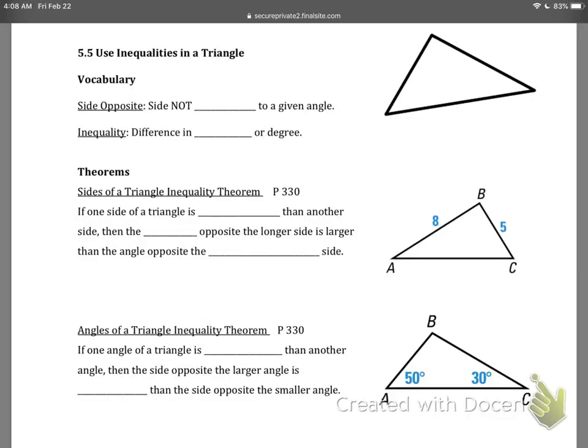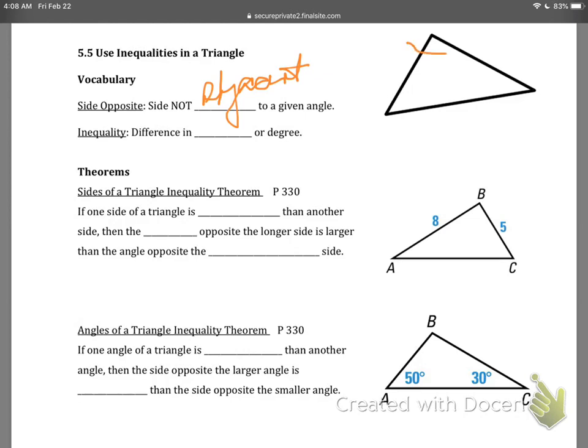Okay, in this video we're going to talk about 5.5 and we're going to use inequalities in a triangle. So we have a little vocab to start with. The first phrase in our vocab is the side opposite. The side opposite is the side not adjacent. Right here you're going to see if you can squeeze in the word adjacent. So the side not adjacent to a given angle.